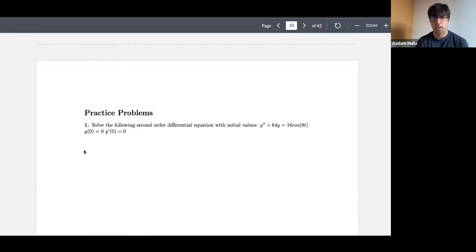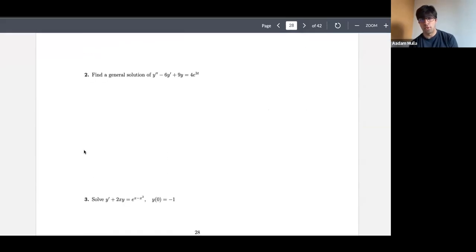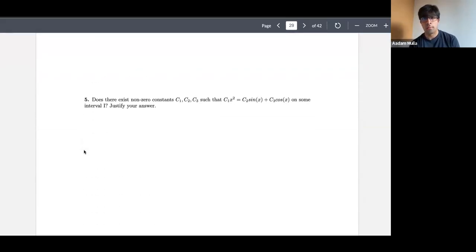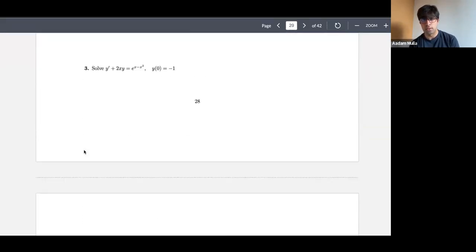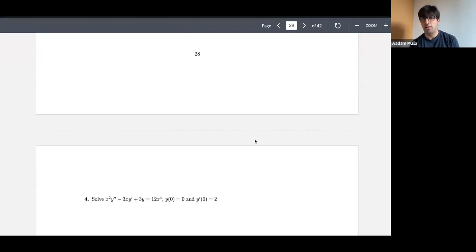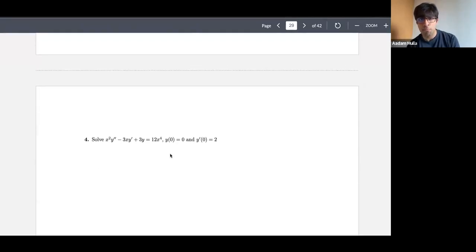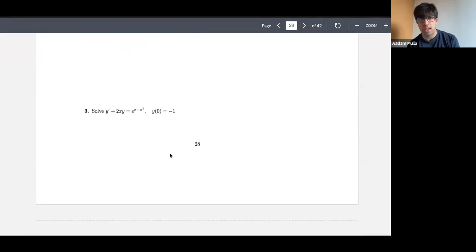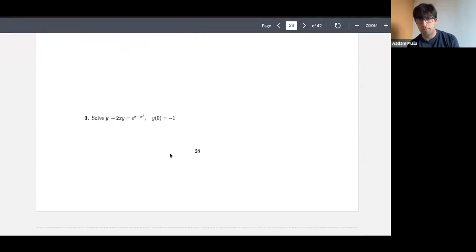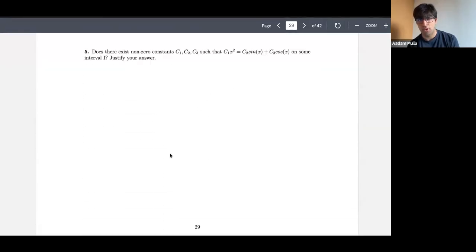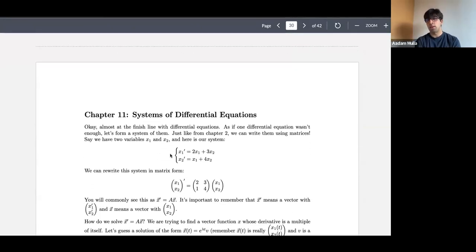Okay. Here are practice problems for, let's see if there's any good ones. What time is it? It's 5:08. I think let's save these for later and come back to them. Let's first finish the chapter and the material, and then we can come back to the practice problems.